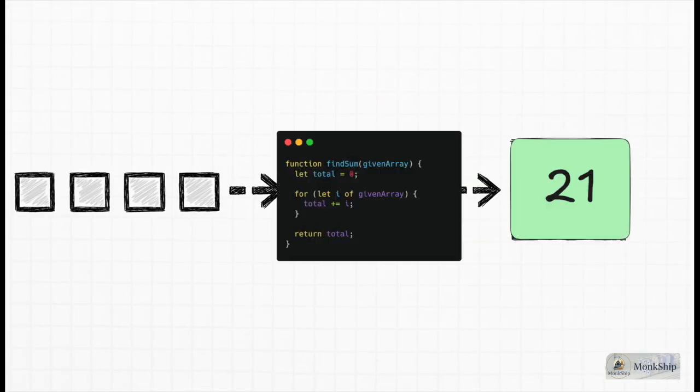Okay, so to make this all a bit more real, let's use a super simple example. Let's imagine we have a function called findSum. All it does is take an array of numbers, loops through every single one, and adds them up. Pretty straightforward, right? We're going to keep coming back to this one.